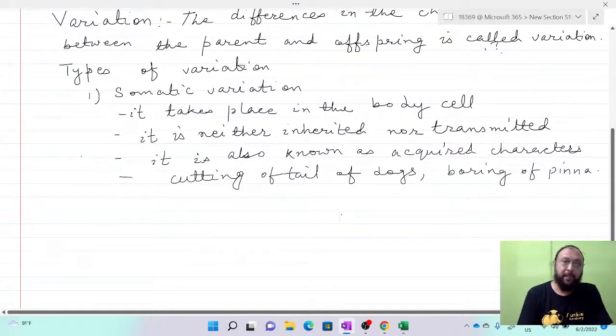Now the other variation is the gametic variation. This is inherited. Gametic variation means from the gamete, the sex cells.